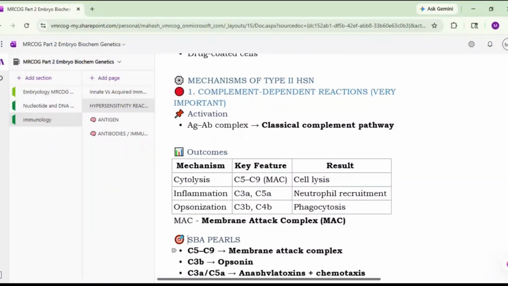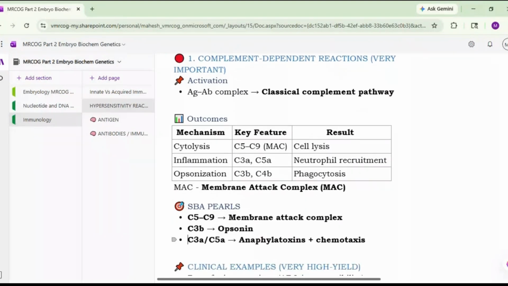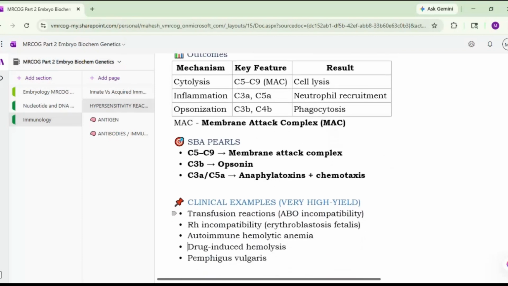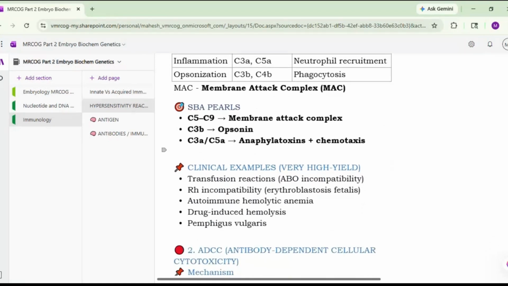and that leads to phagocytosis. From an examination point of view, remember C5 to C9: these are the membrane attack complexes. So MAC is formed from C5 to C9, and that leads to cell lysis. C3b is opsonization. So C3b and C4b is opsonization. C3a and C5a is anaphylatoxin plus chemotaxis.